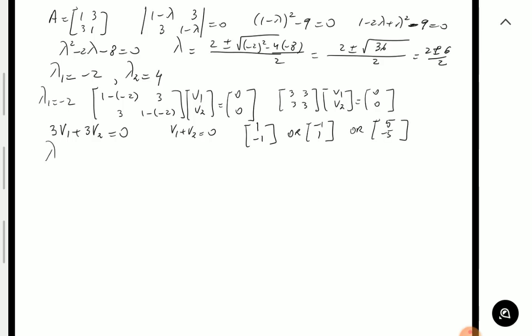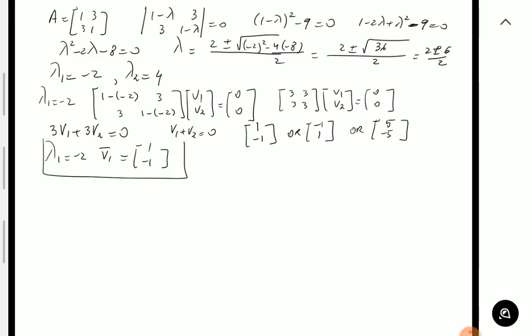So in the formula for the solution of differential equations, you need to take an eigenvector. Either of these will do. Most people obviously will choose as small numbers as possible, right? So I will choose 1 and -1 or -1, 1 for the eigenvector.